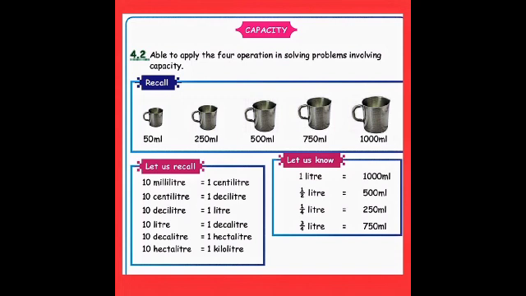Okay, my dears, let's recall one more thing, that is the formulas. 10 milliliter is equal to 1 centiliter. 10 centiliter is equal to 1 deciliter. 10 deciliter is equal to 1 liter. 10 liter is equal to 1 decaliter. 10 decaliter is equal to 1 hectoliter. 10 hectoliter is equal to 1 kiloliter.